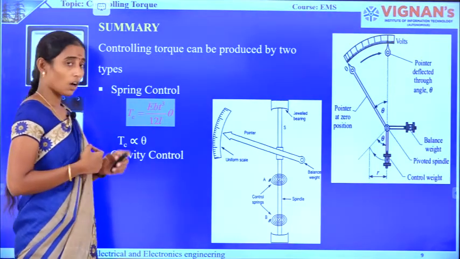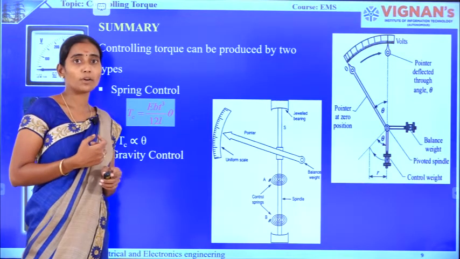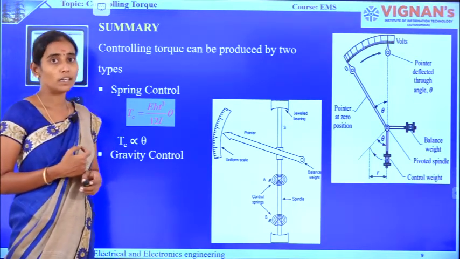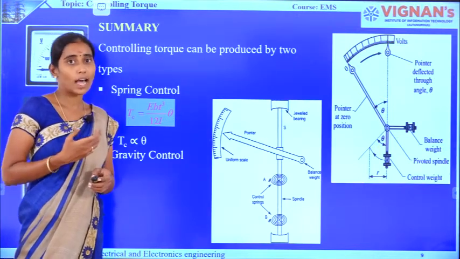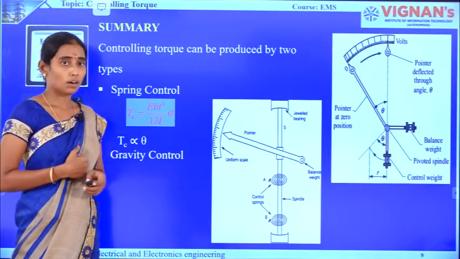Since the controlling torque is directly proportional to the angle of deflection and does not depend upon any other parameter, the scale of these instruments is uniform in nature. Moreover, the instruments which we use in our laboratories basically employ spring control for the controlling torque.